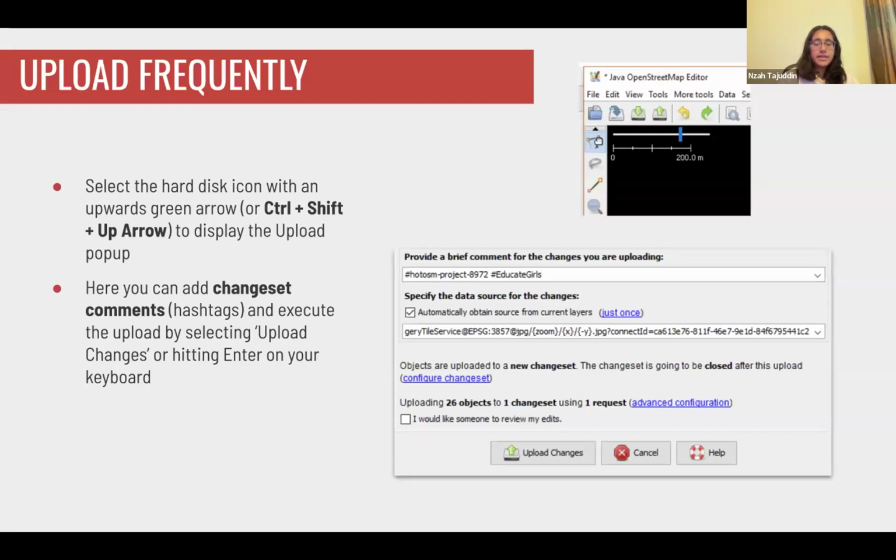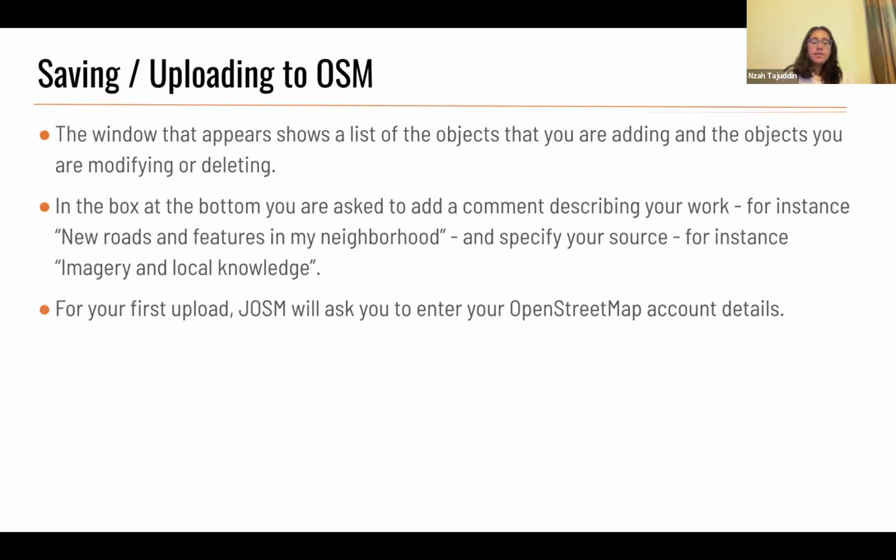You can click a box to automatically obtain it from the layers, but you always want to make sure you have that as well. Then you hit Upload Changes or hit Enter on your keyboard, and that will send all of the data that you just mapped back up onto the OSM server. Upload very frequently, about every 5 to 10 edits. The window that appears shows a list of objects that you're adding and the objects that you're modifying or deleting.